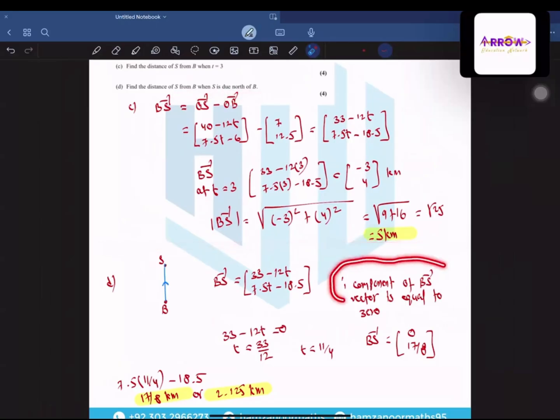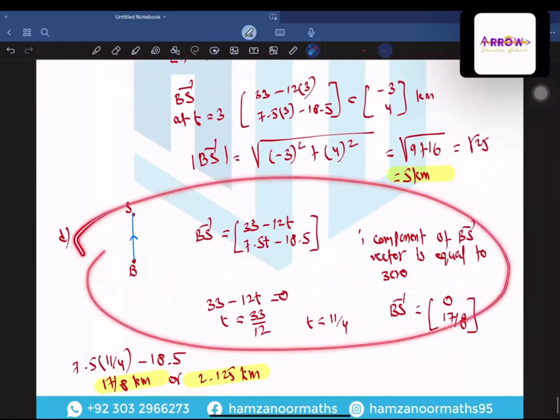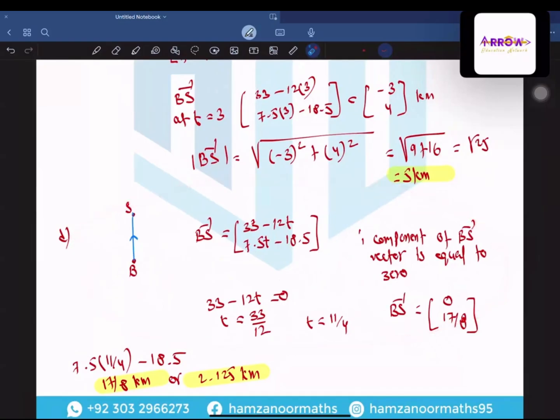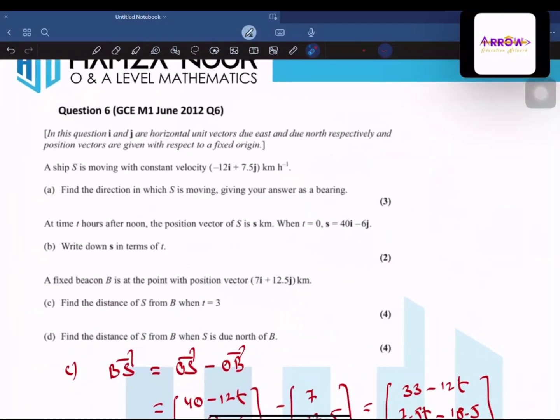Okay, the I component of BS vector is equal to 0. You have just equated it. So this is enough piece of evidence that you already know the concept behind this. Okay, so finding the j component would be just sufficient, and 17 over 8 kilometers, or you can simply say 2.125 kilometers, is your answer. Okay, so this was question number 6 of the handout, which is GCE M1 June 2012, question number 6. So now let's move on to the next question.